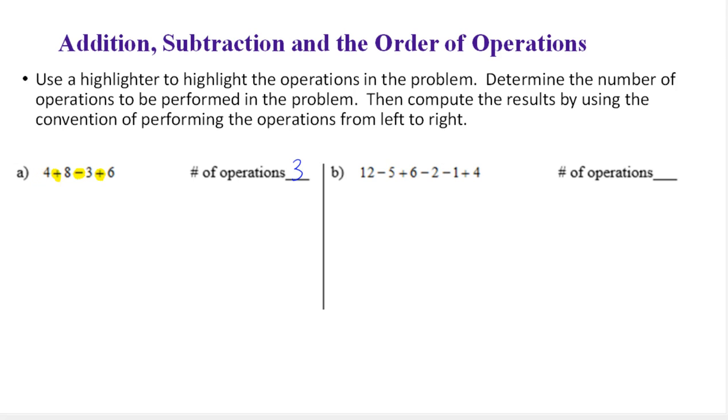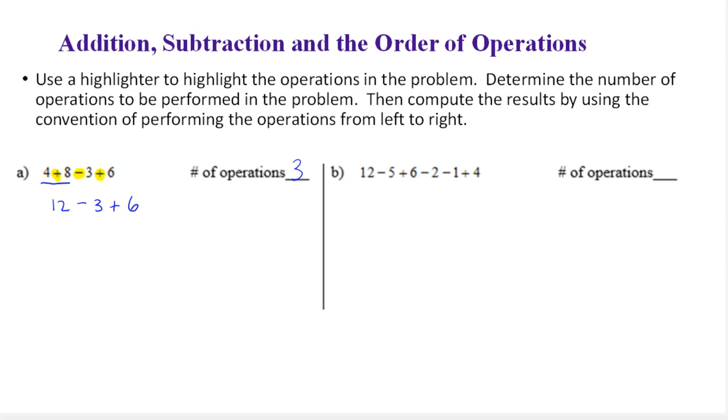So we're going to do one operation at a time. I'm going to start with the first, the leftmost operation, which is addition. So 4 plus 8 is 12. And now I'm going to bring down the rest of the problem, minus 3 plus 6.